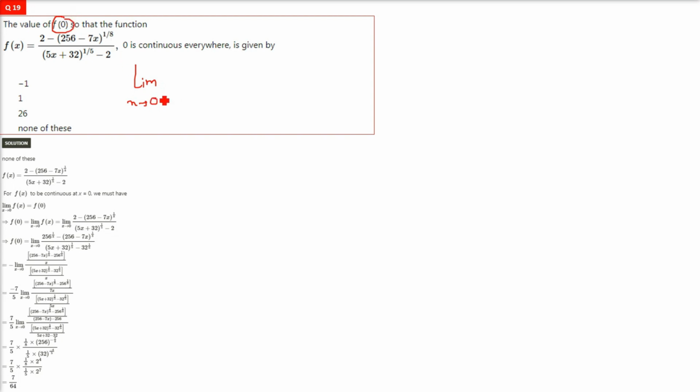For example, we are talking about the continuity. So x tends to a is 0 here. Fx is equal to f0. Now this f0, we have to find out essentially the limit of fx at 0. What is the numerator? The numerator is 2 minus 256 minus 7x raised to the power 1 by 8. So this is numerator we are taking first, denominator we will take later. So what is the value? So we take the 1/8 root, or you can say the 8th root. That will be 2.